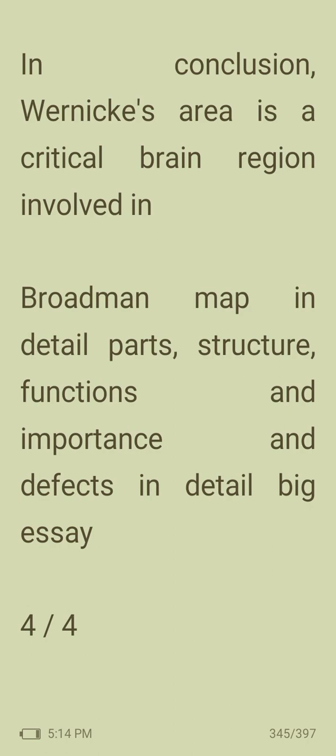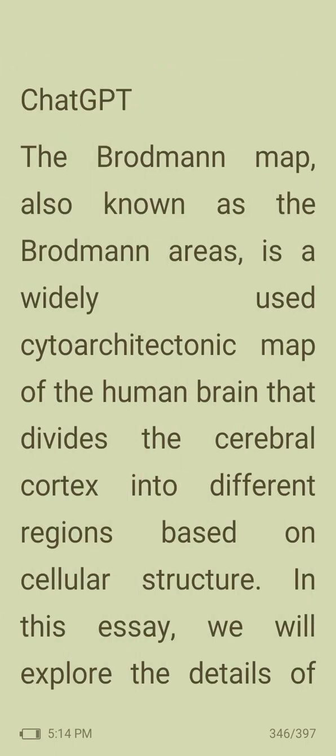Then, Brodmann map in detail. The Brodmann map, also known as the Brodmann areas, is a widely used cytoarchitectonic map of the human brain that divides the cerebral cortex into different regions based on cellular structure.